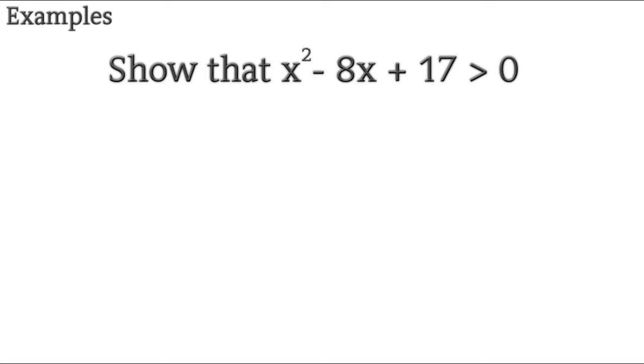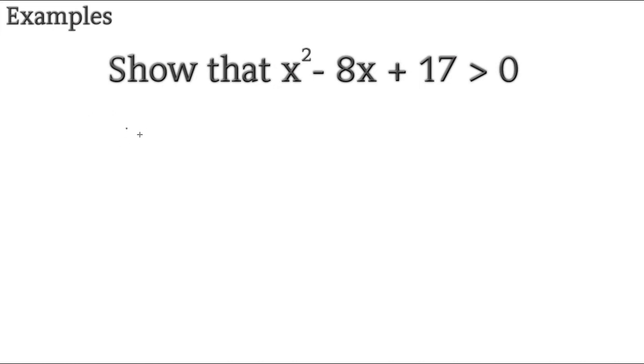Show that x squared minus 8x plus 17 is greater than 0. First of all, when you see an inequality sign, especially greater than 0, we can always do one really useful thing, which is completing the square. Because all squares are positive by definition, we can find out if this can become a square plus a positive number. If that's the case, then it will always be larger than 0.